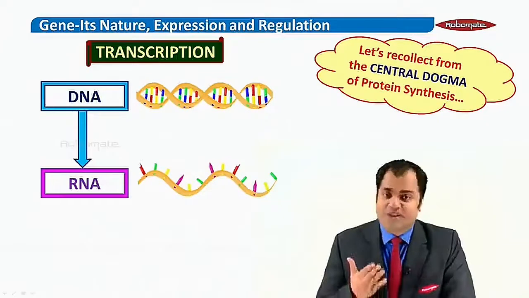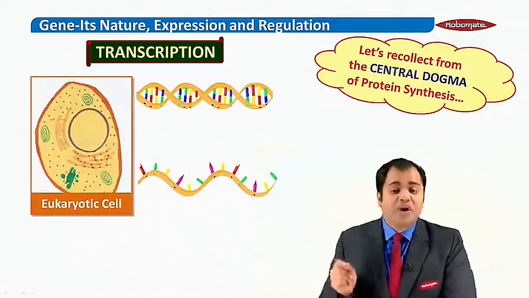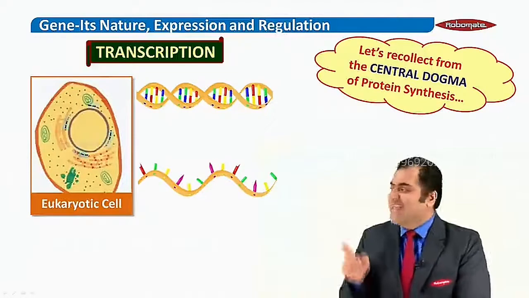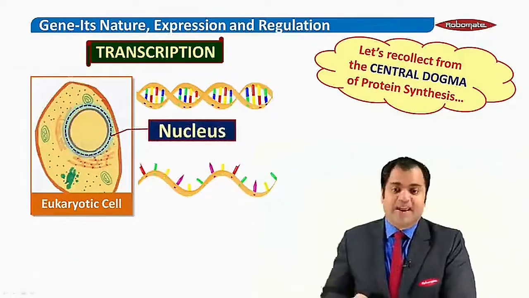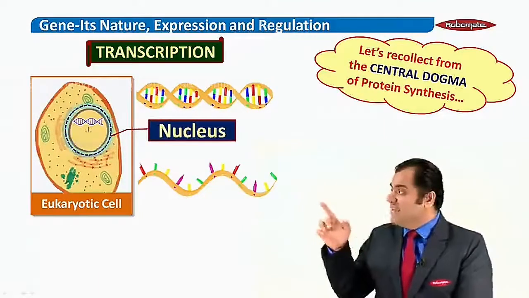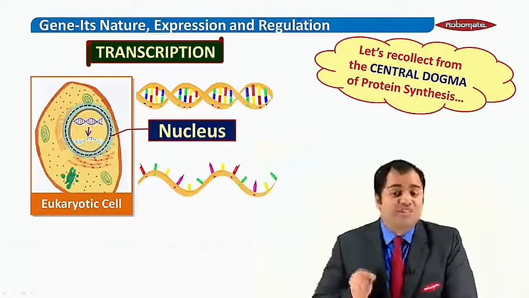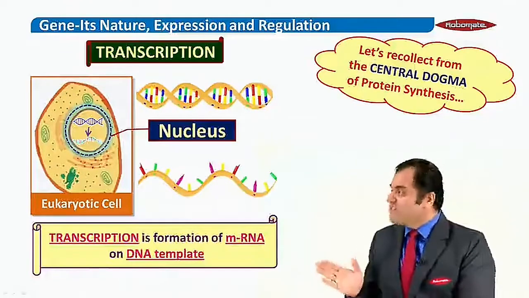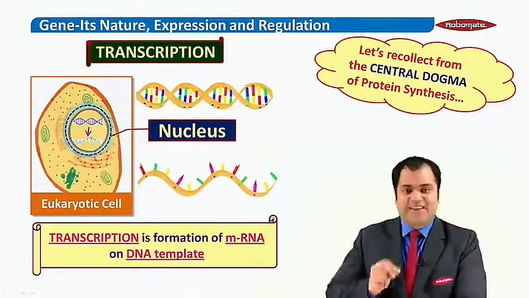Now where do you think transcription will take place in a eukaryotic cell? You very well know that transcription in the eukaryotic cell will take place in that structure which, you guessed it right, is the nucleus. It is in the nucleus where the DNA molecule will get transcribed into RNA. So how do you define transcription? You can define transcription by saying that transcription is the formation of mRNA on a DNA template. Is that okay? Fine. Moving on.